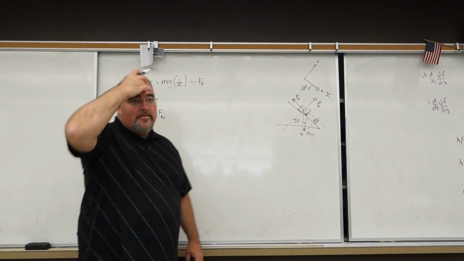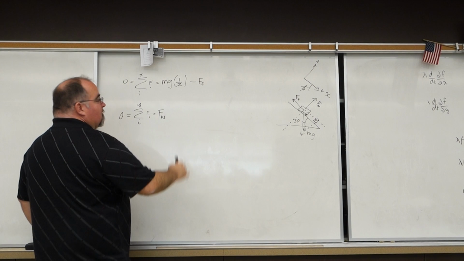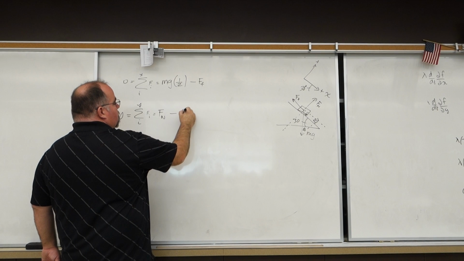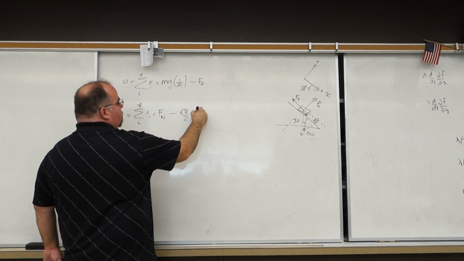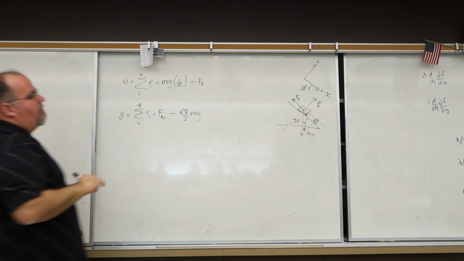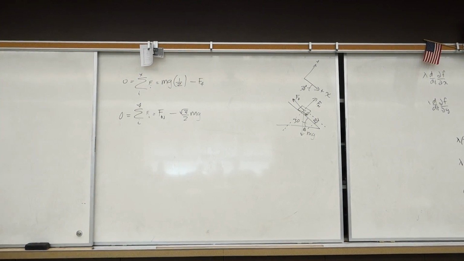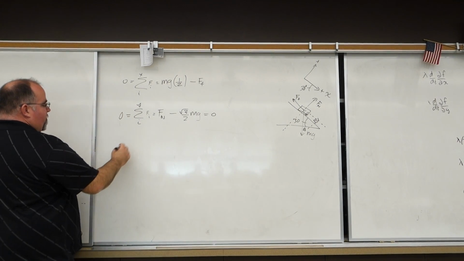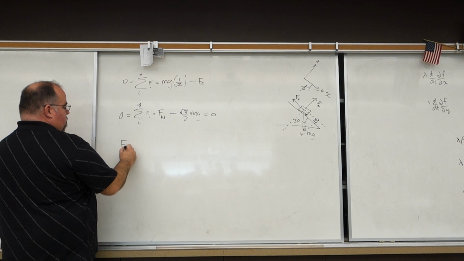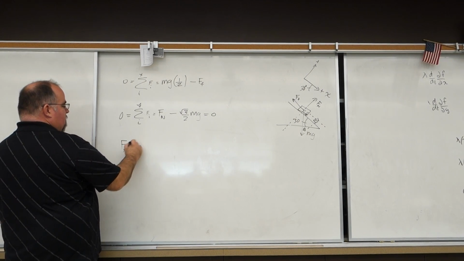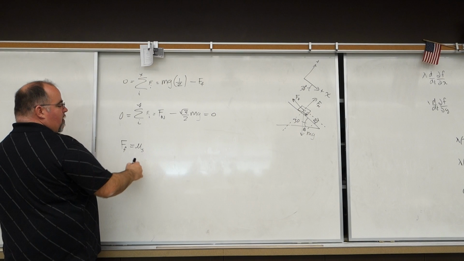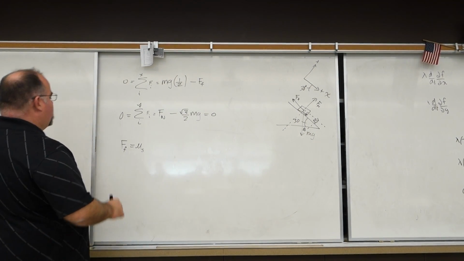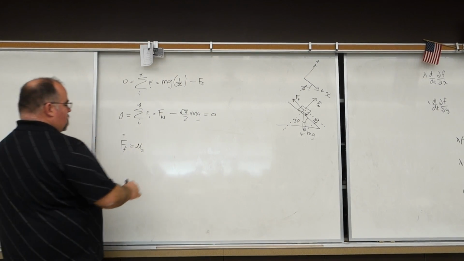All right. So then this guy is going to be cosine. There we go. Is there anything else in the y? No, there is not. Okay, so we have the force of friction equals mu sub s times the normal force. We don't know the force of friction. This is a question mark. We don't know this guy.